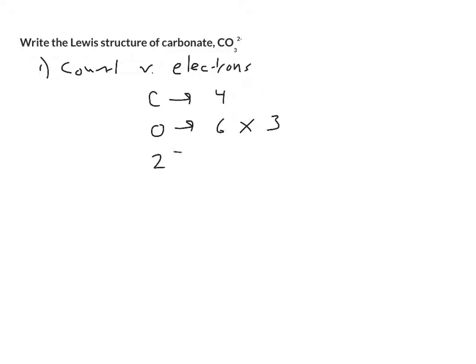So the 2 minus charge means that you have to add 2 valence electrons. 4 plus 18 is 22, plus 2 is 24. There are 24 valence electrons. So our Lewis structure has to match, has to have 24 valence electrons in it.